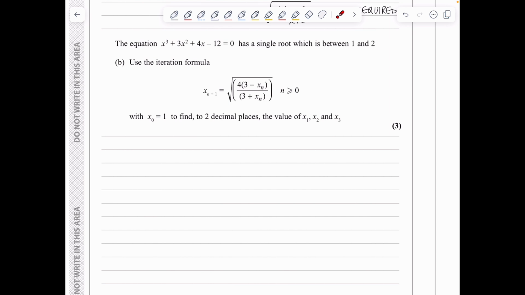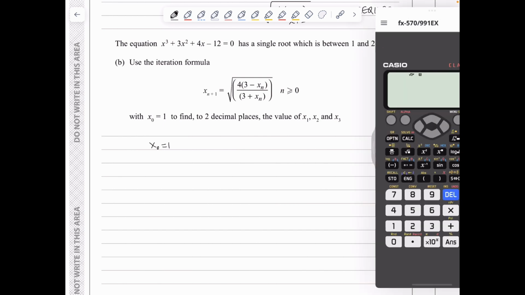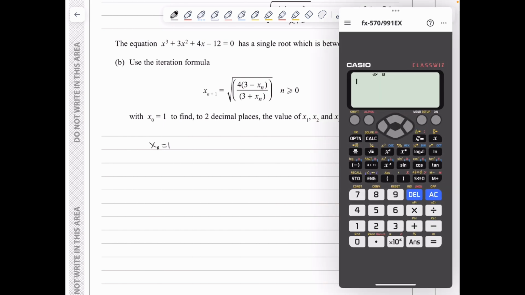In part B, we're asked to use the given iteration formula together with the starting value of x₀ being 1 to find, to 2 decimal places, the values of x₁, x₂, and x₃. So we know that we are starting at x₀ being equal to 1. So I'm going to go on my calculator. I press 1 and equals. So that means I've stored the 1 on my answer key. Then we've got the square root of 4(3 − Ans)/(3 + Ans).